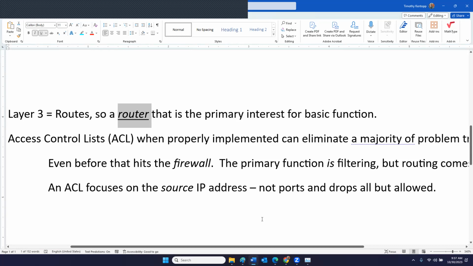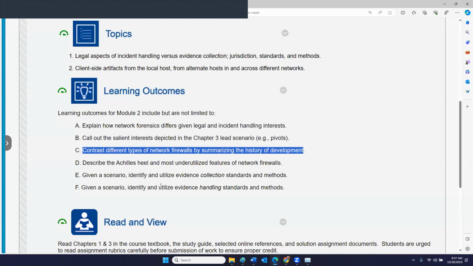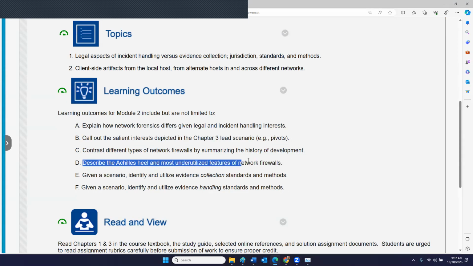And that's not the most underutilized feature of a firewall. That's the most underutilized feature of a router. I want to call this out: we have a separate student learning objective where you need to speak to the most underutilized features of network firewalls. We're not talking about that right now because we're still talking about a router, the lowly router, okay?